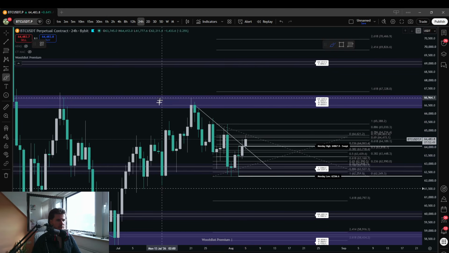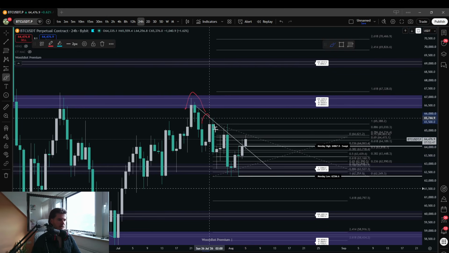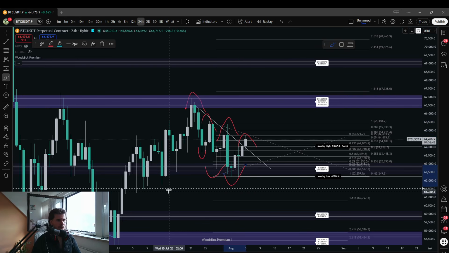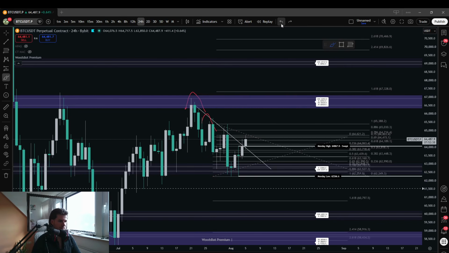But structurally wise, Bitcoin is still making lower lows, right? And lower highs. So just looking at the structure, Bitcoin is still bearish, but it did break the trend line. So I'm kind of conflicted here. Usually I'm not a trend line trader, but sometimes you have to respect it.